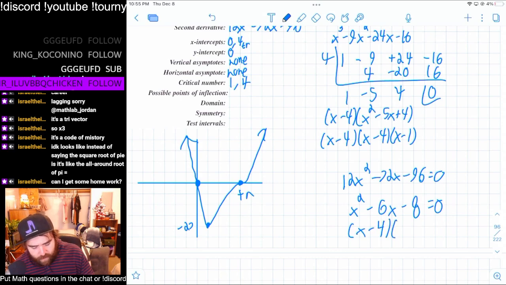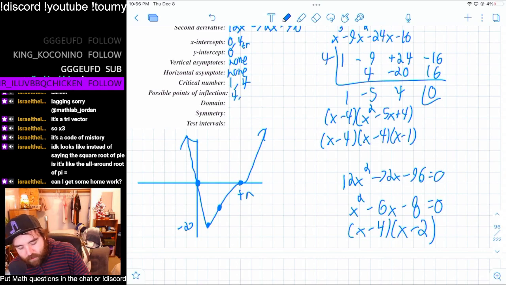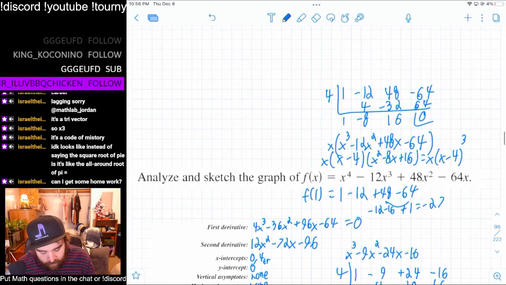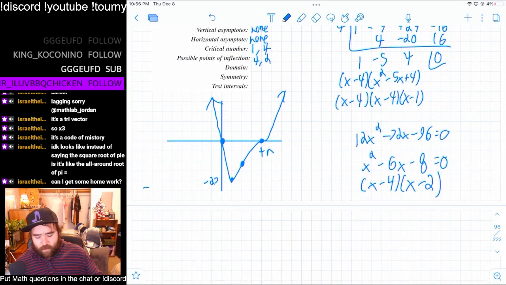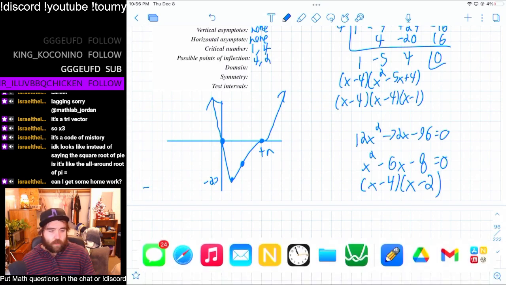And like we already knew, we got the x minus 4 because we had the positive 4. Now we see that our other point of inflection is right here at 2. That's our other point of inflection. So we have possible points of inflection at 4 and 2. We already saw the 4 worked. Now we see the 2 worked. If we wanted, we could get the exact point, but that's not super important. We know it's going to be above negative 27.